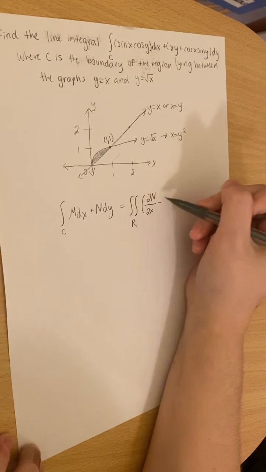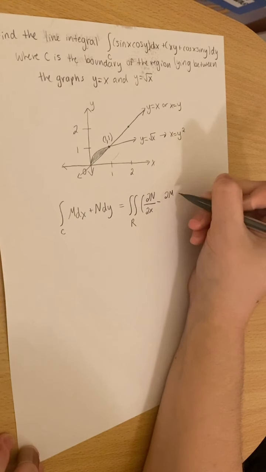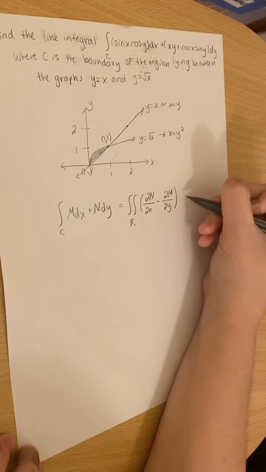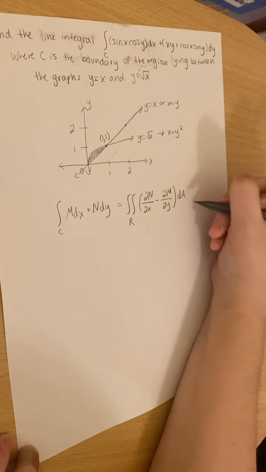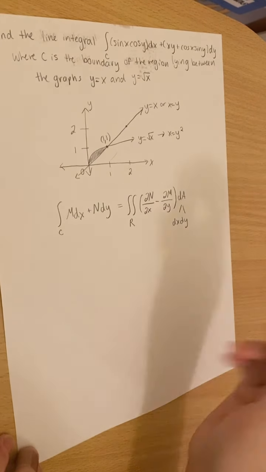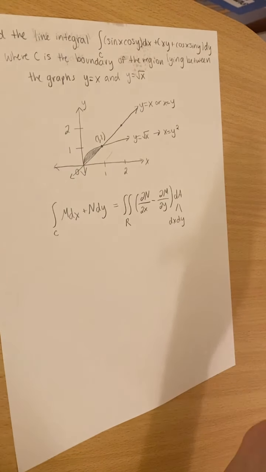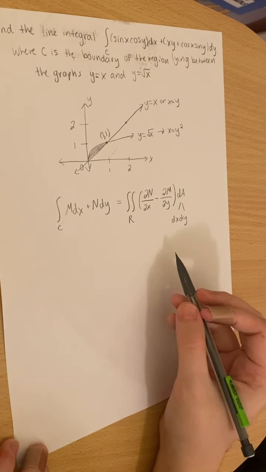My signs kind of look like 2's here. And then it's the partial derivative of m with respect to y. I'm going to close the parentheses, and it's dA here, which is basically equivalent to dx dy. All right, so this is our general formula here for Green's theorem.